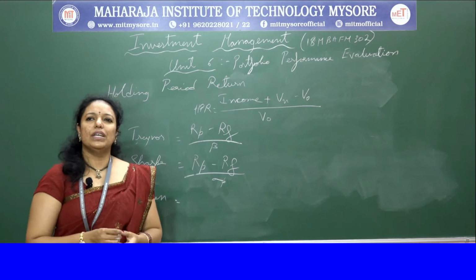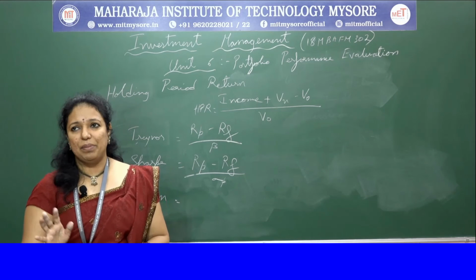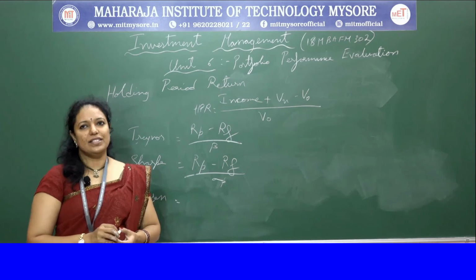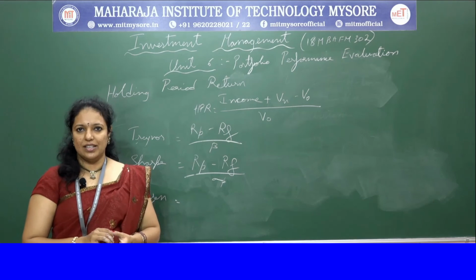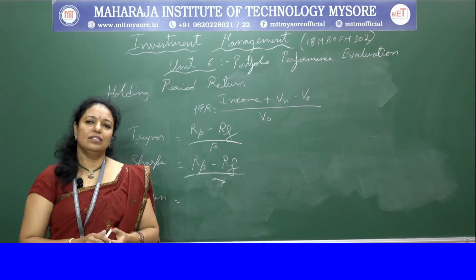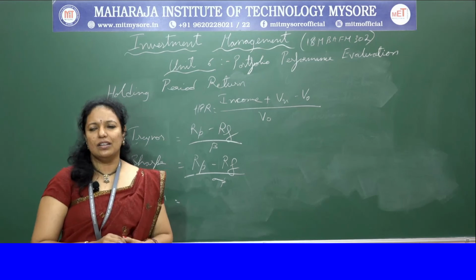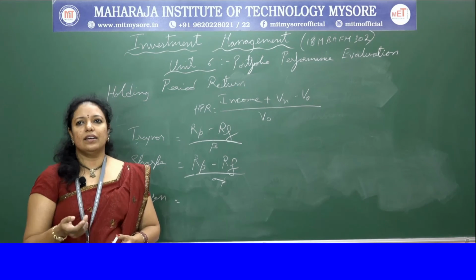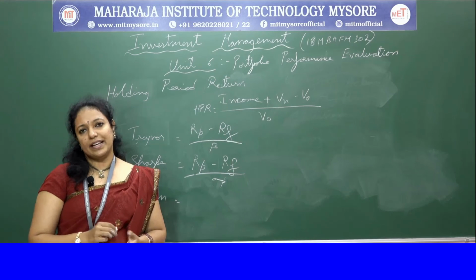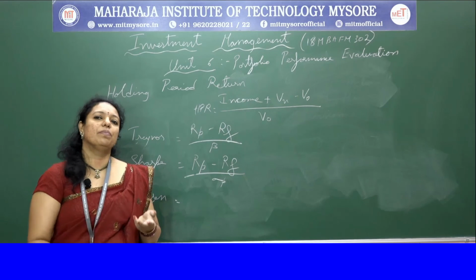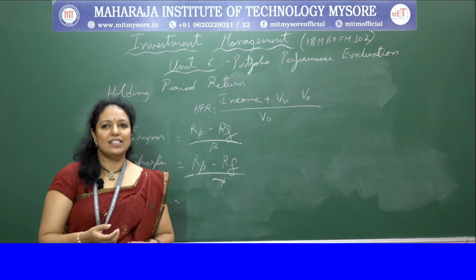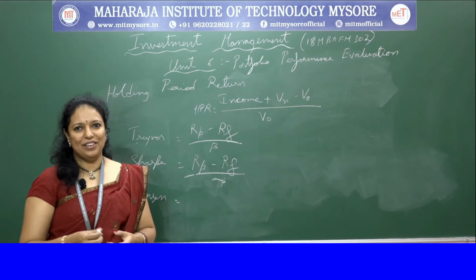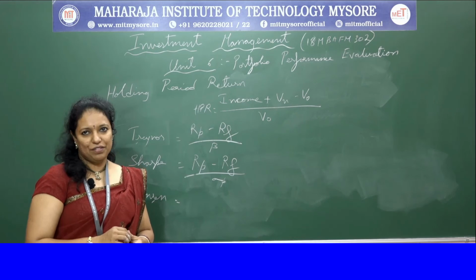Jensen measure. Jensen measure is calculated using CAPM, which we did in the 5th unit. The creator of this is Michael C. Jensen, and the earlier one is William Sharpe. Jensen measure calculates the excess return that a portfolio generates over its expected return. How much extra return it earns from the expected return is also known as alpha, which we have done entirely in the 5th unit.